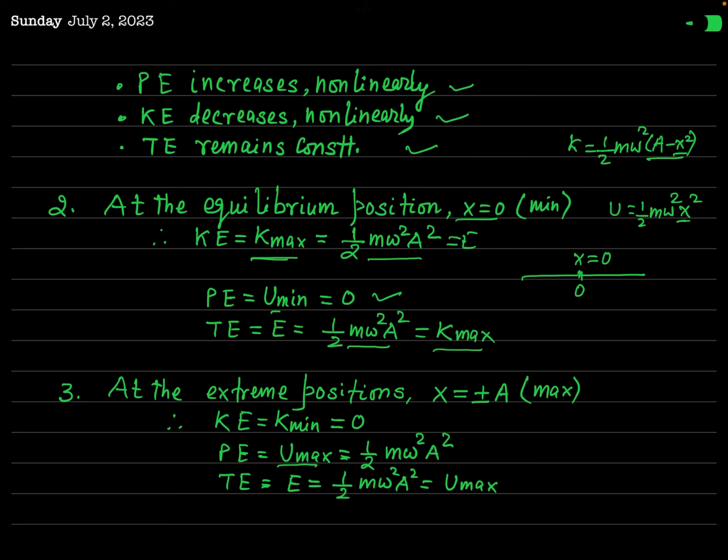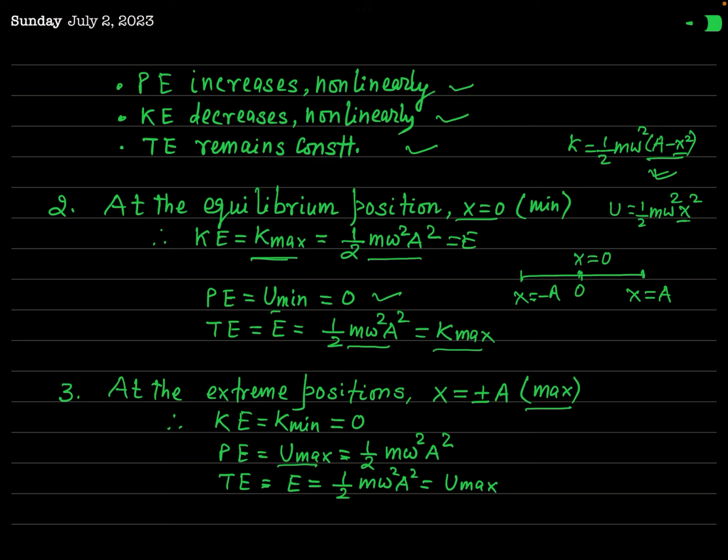Now let us see when the particle is at its extreme position, either at the positive extreme position where you take x equal to a, or at the negative extreme position where you take x equal to minus a. What will these energies be then? At the extreme position, x is equal to plus or minus a, which is the maximum value of the displacement. So for getting the energy at these positions, we will simply substitute x equal to either plus a or minus a in these two expressions.